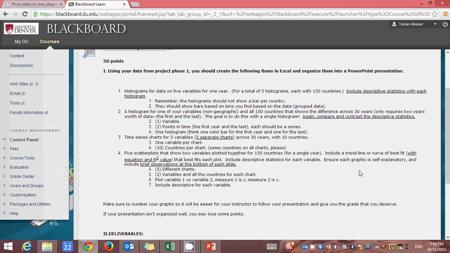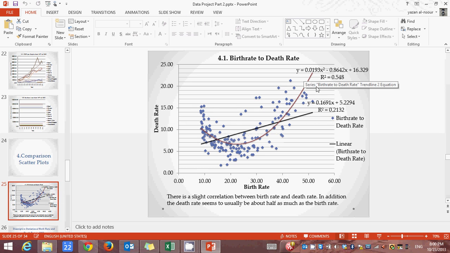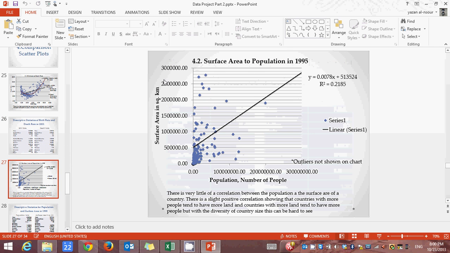So over here you have to find the trend line or the curve that best fits, and here it was a trend line, but for the other variable it was the curve. And we have the equation and the R-square. And description: there's a slight correlation between birth rate and death rate. In addition, the death rate seems to usually be about half as much as the birth rate. So on this one, we included both. You can just leave one of them, either the linear or the curve. And descriptive statistic.